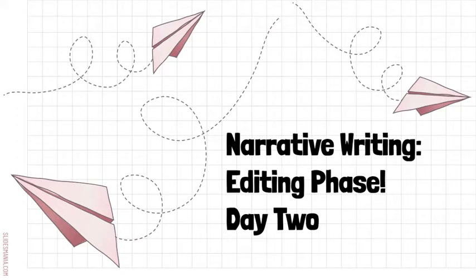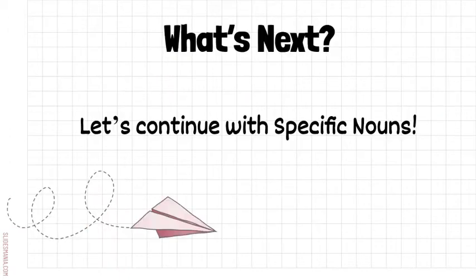We are going to be continuing our editing of our narrative writing. This is day 2, so let's just jump into it. The next thing on our to-do list is talking about specific nouns. Remember, a noun is a person, place, thing, or idea. So for instance, cat, that's a noun. House, that's a noun. Happiness, that's a noun. So that's what we're talking about when we're saying nouns.